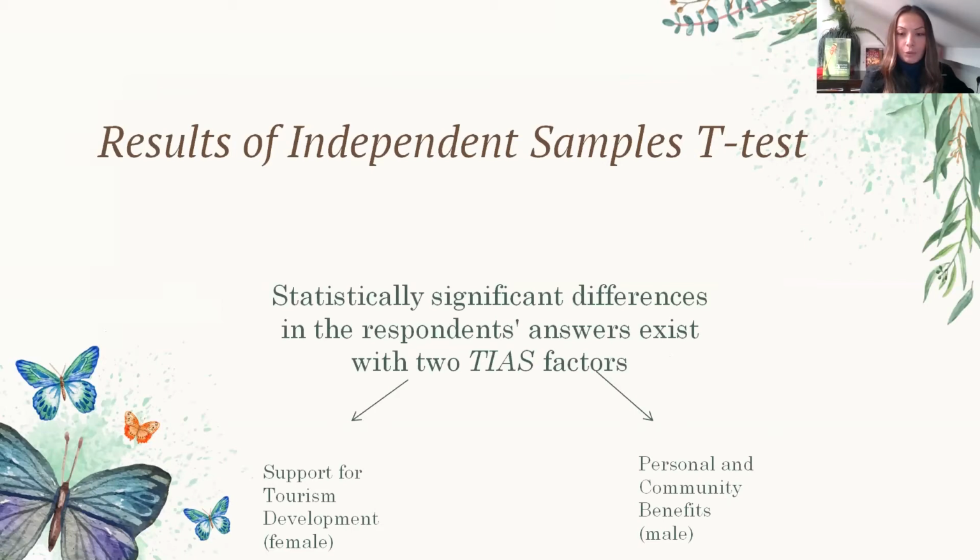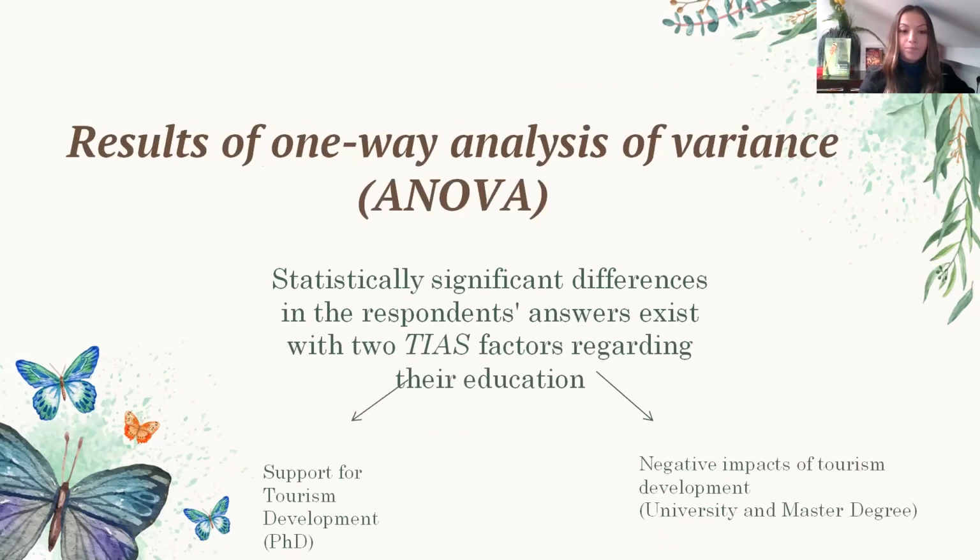It showed differences with 2 TIAS factors. For support for tourism development, women are more likely to support tourism development than men. And when it comes to personal and community benefits, males are more likely to consider those benefits than females. An ANOVA test was implemented to identify potential differences in respondents' answers regarding their education. Again, it showed differences with 2 TIAS factors.